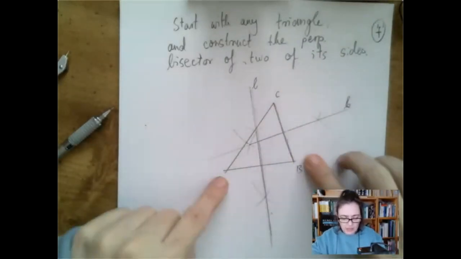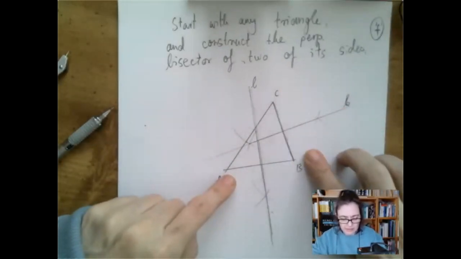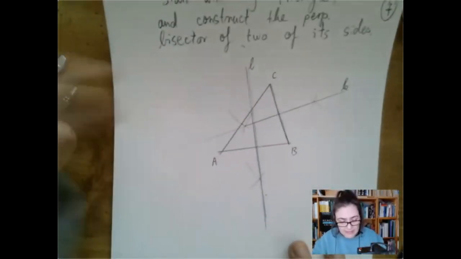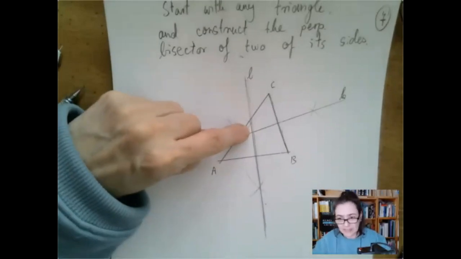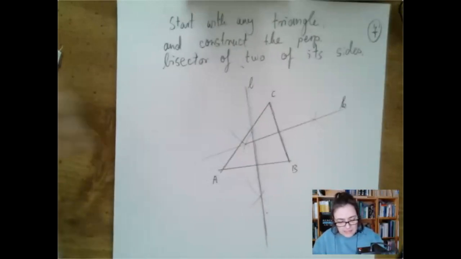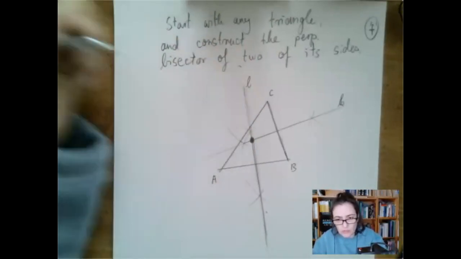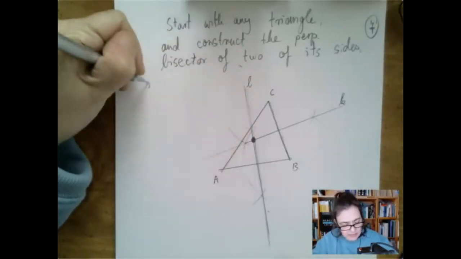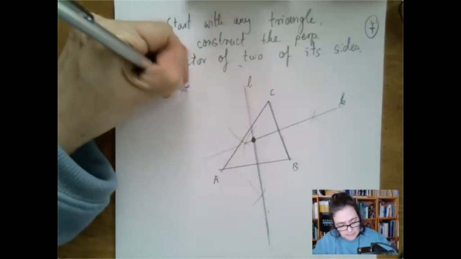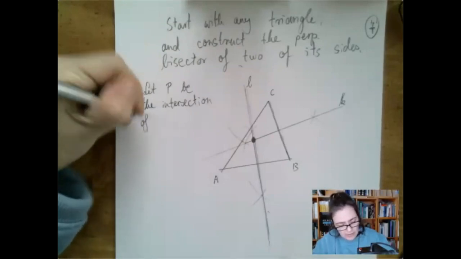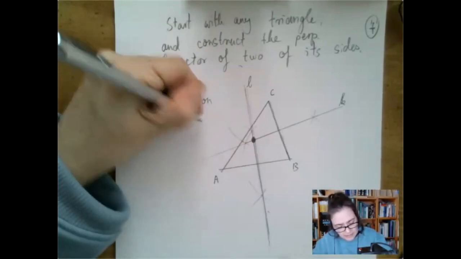Now, these two sides are not parallel. So when we construct perpendicular lines to them, they cannot be parallel either. There is no way these two lines will not have an intersection point. They cannot be parallel because they're perpendicular to two lines that aren't. So this intersection point P always exists. It doesn't always have to be inside the triangle, but it always exists. So let P be the intersection of L and K. Ready for the fun stuff?